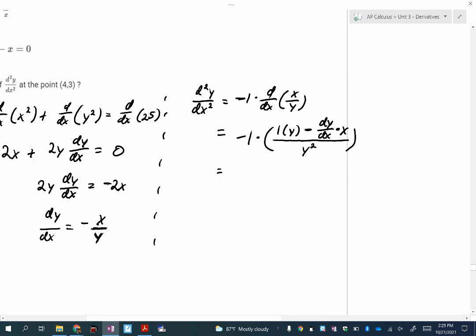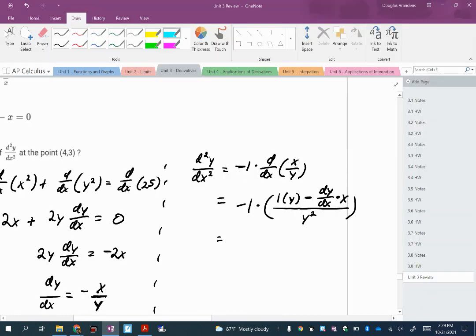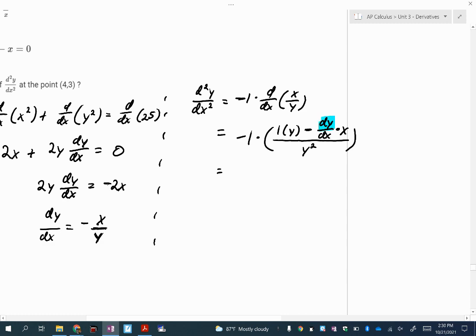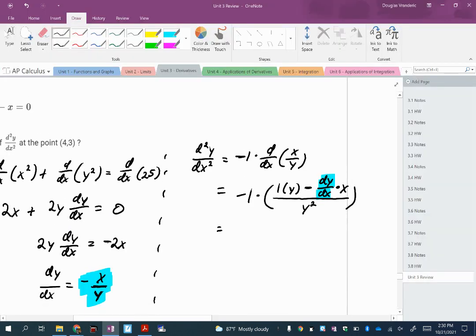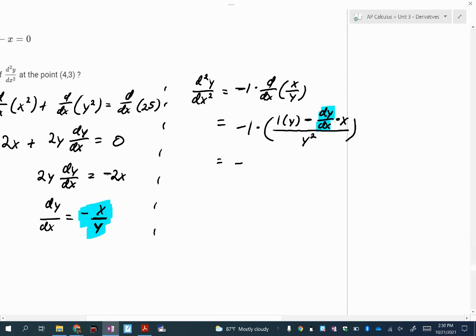So I'm going to replace, like we did in class, this dy dx with what I already found it to be. So I can have just x and y, so I can plug in my point (4, 3). So negative 1 times y, and that's going to be plus x squared over y, all over y squared. I'm going to distribute that negative now, so negative y minus x squared over y squared.